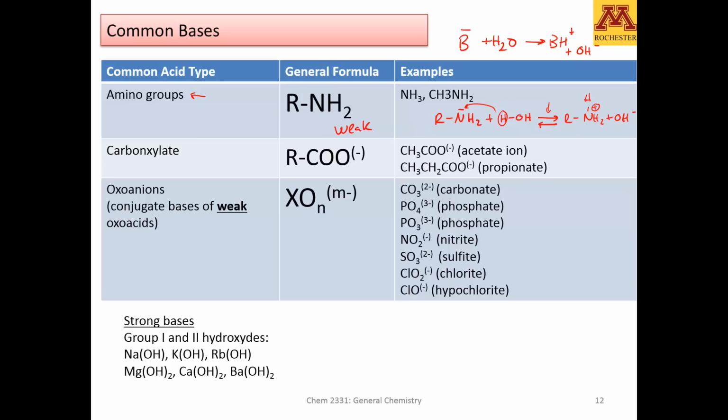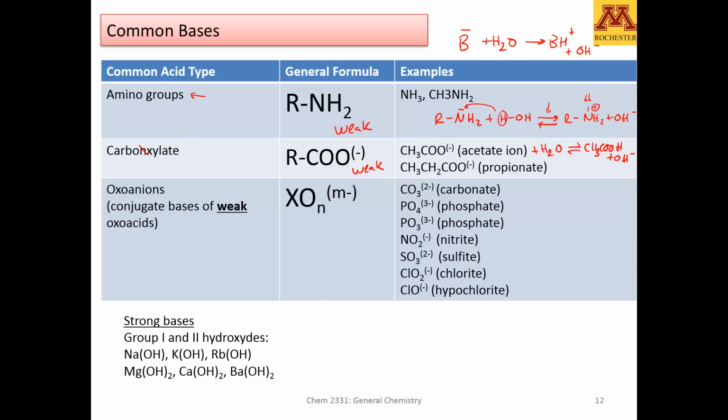The same goes for the carboxylate, and there's a spelling mistake here. Carboxylate ion is the conjugate base of carboxylic acids, and because carboxylic acids are weak, it means that the conjugate base is also weak. And the acetate, for example, will react with water, with two arrows to indicate equilibrium, to form acetic acid and OH negative. So yes, carboxylates are basic.